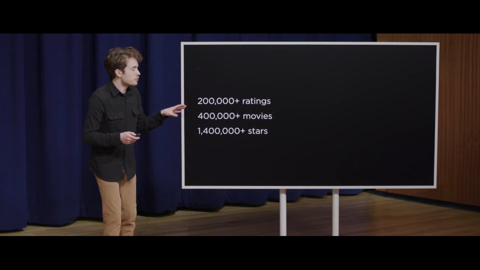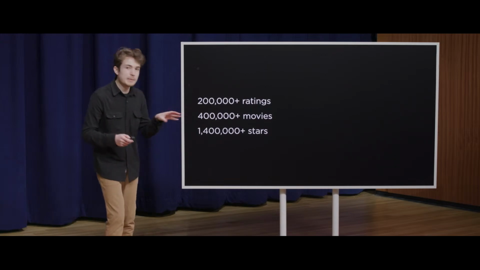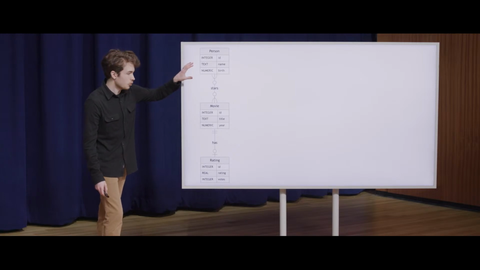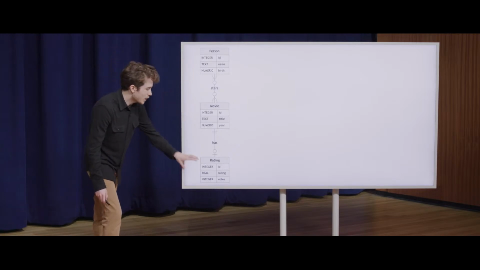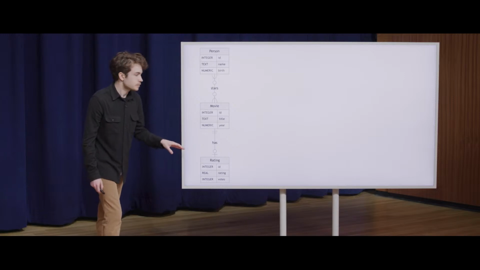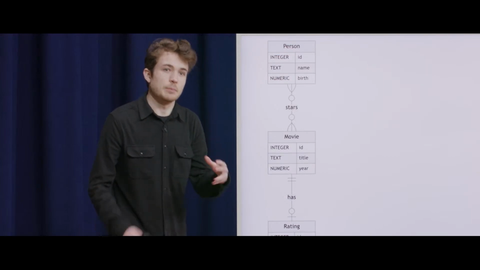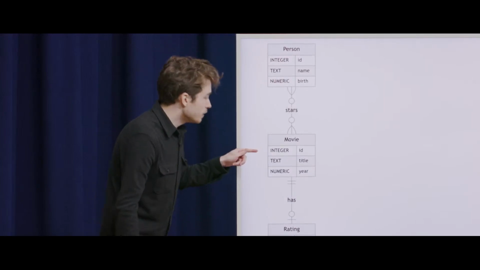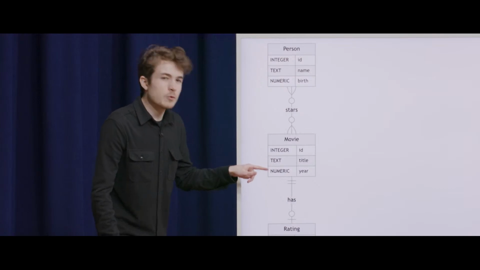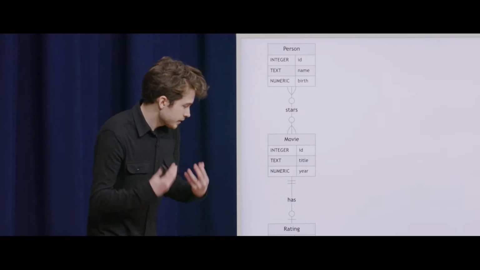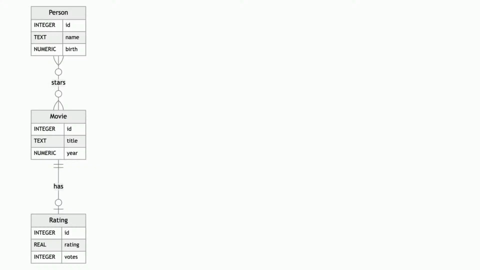Now, we have ourselves an entity relationship diagram to describe this database. And it looks a bit like this. We have people in one table, movies in another, and ratings in a separate table down here. Notice that people have a name and a birthday, along with an ID, the primary key for that table. Movies, too, have a title and the year they were released, as well as their own primary key, ID here. Rating, down here, has the average rating for a given movie, as well as the number of votes that went into calculating that average rating here.